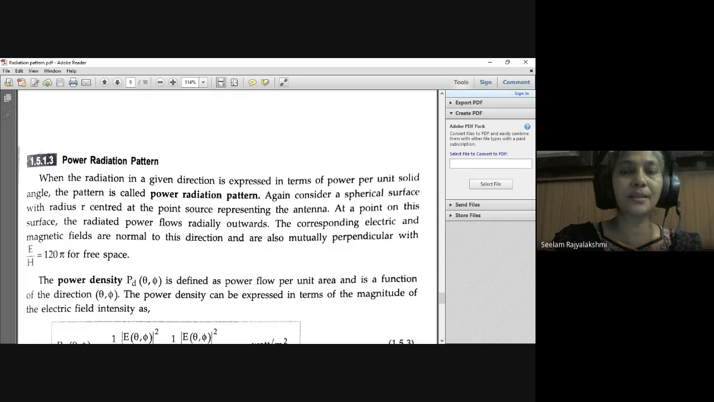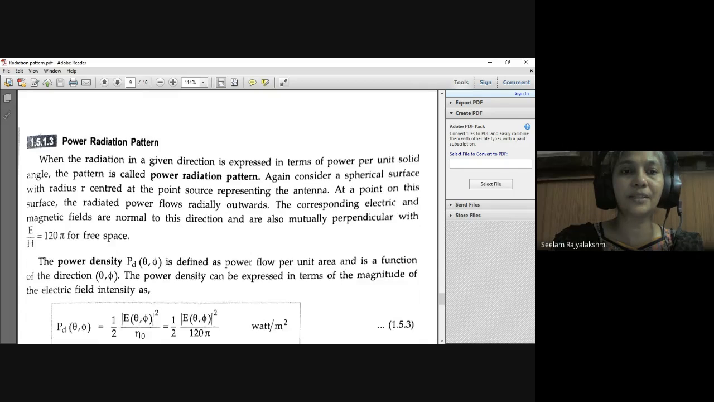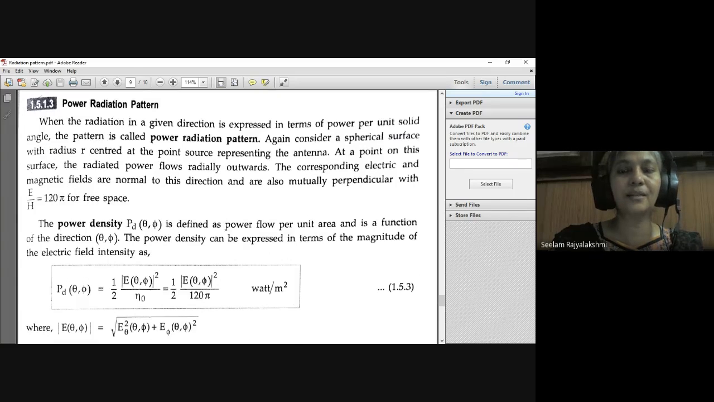Let us consider a spherical surface with radius r centered at the point P, the source representing the antenna. At a particular point on this surface, the radiated power flows radially outwards. The corresponding electric and magnetic fields are normal to this direction and are also mutually perpendicular, with E by H equal to 125 for free space.